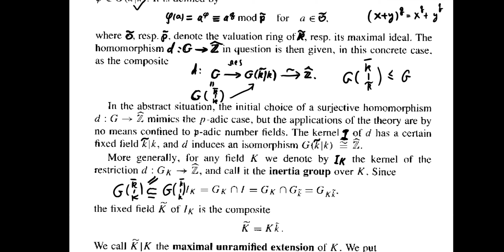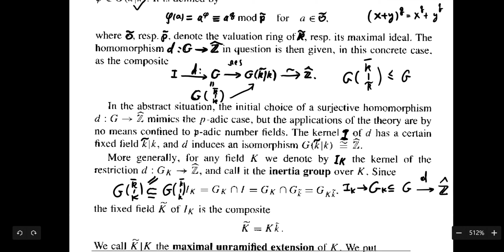So actually we don't know whether this is surjective, but we know the kernel is the intersection, the kernel of this map. So this map is G_K contained in G, then through D map it to Z hat. We denote this kernel by I_K, but surely this will be the kernel of D intersect with G_K. And we know what is I. I is exactly this one.